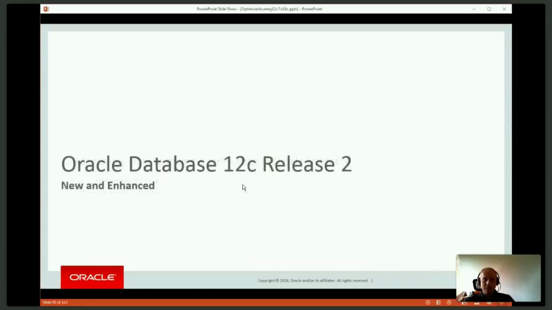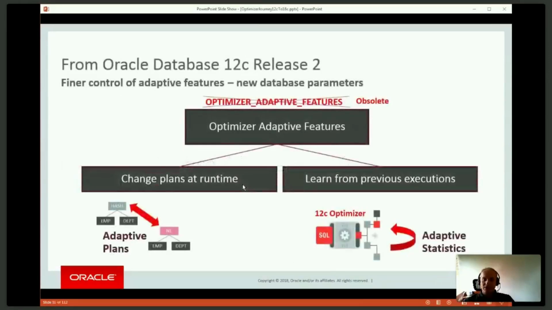So let's see what happened in 12c release 2. So the first thing we did, we obsoleted optimizer adaptive features. So this was the parameter that controlled all this adaption. So what we did then is we basically acknowledged the two branches, optimizer adaptive plans, optimizer adaptive statistics. So these new parameters came in with 12c release 2.